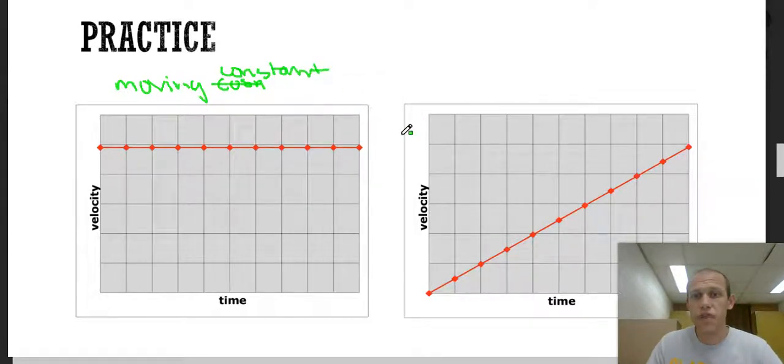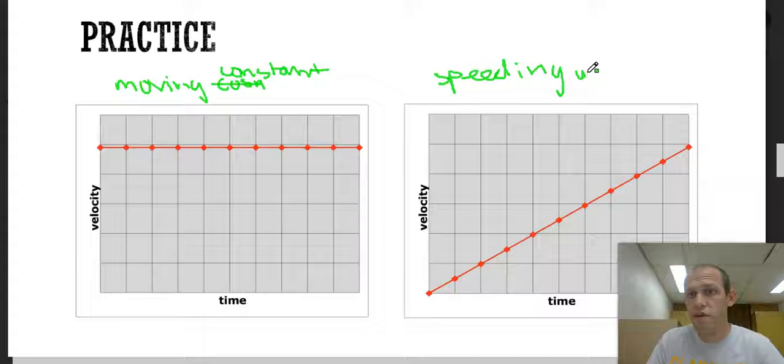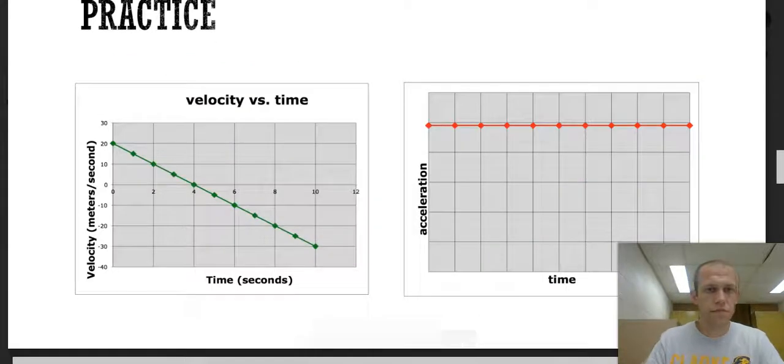Here we have another velocity versus time graph. This velocity is steadily increasing. So it just means that the person is speeding up. So we can see the speeding up from a velocity time graph or a position time graph.